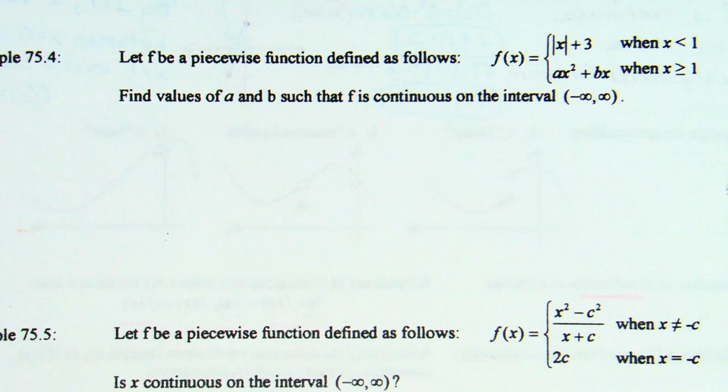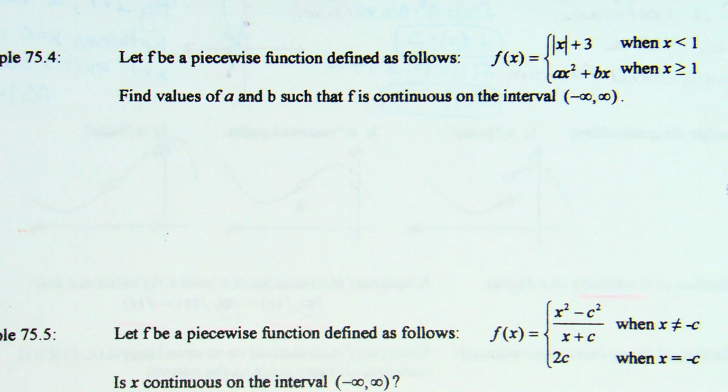Let f be a piecewise function defined as follows. F of x equals the absolute value of x plus 3 when x is less than 1, and ax squared plus bx when x is greater than or equal to 1. Find values of a and b such that f is continuous on the interval negative infinity to positive infinity.